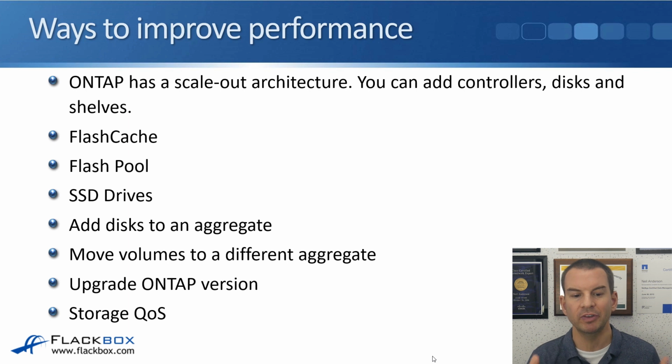So with these, moving volumes to a different aggregate is going to improve the performance for that particular workload in the aggregate. Also, storage QoS is used to improve the performance for a particular workload. All the other things that you see here, which are done at the hardware level, are going to typically improve the performance overall on the cluster. Also, upgrading ONTAP will do that as well.